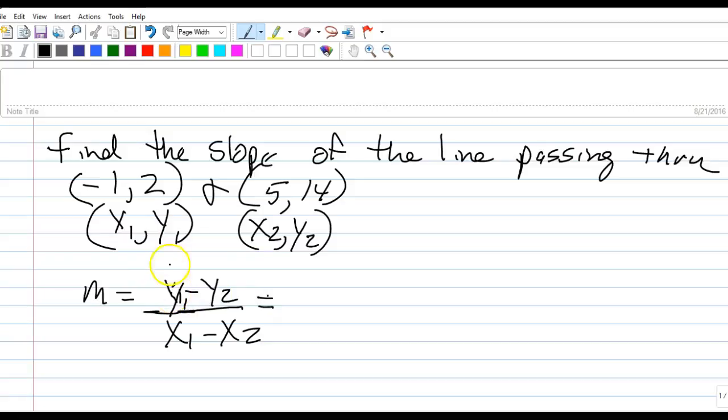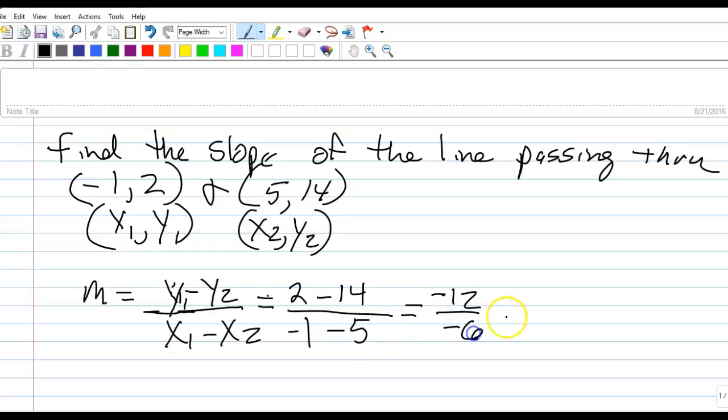So we've designated this ordered pair to be x1, y1. So y1 is 2, y2 is 14, over x1, which is -1, minus x2, which is 5. So we have 2 subtract 14, which is -12, and -1 subtract 5 is -6. So it gives us -12 over -6, which is actually +2. So the slope of the line passing through the ordered pair -1, 2, and 5, 14 is actually +2.